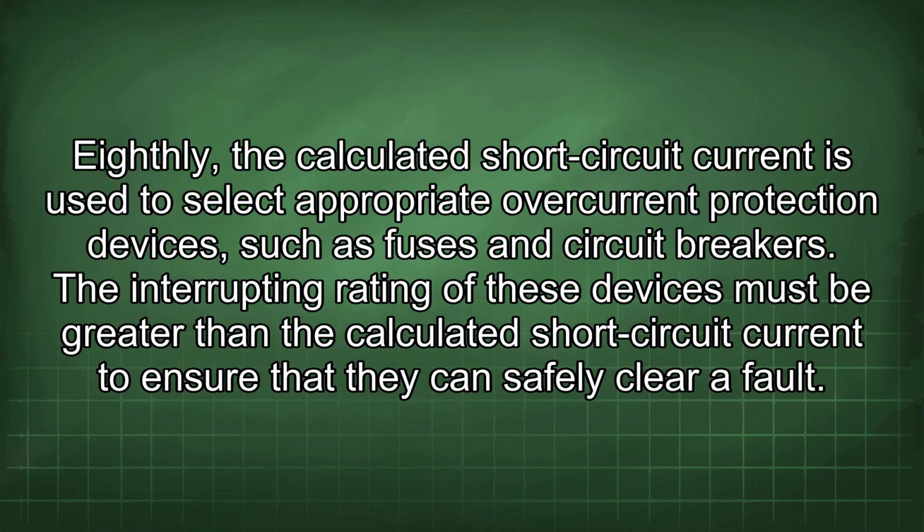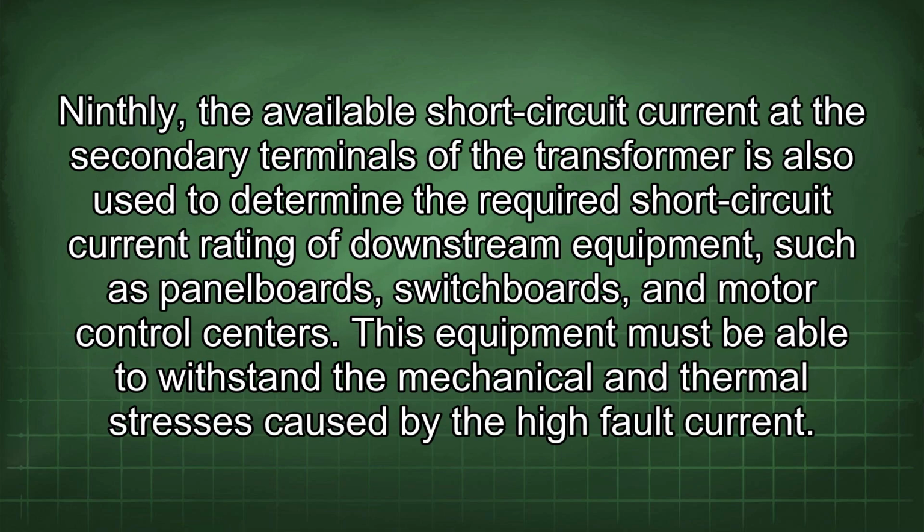Eighthly, the calculated short-circuit current is used to select appropriate overcurrent protection devices, such as fuses and circuit breakers. The interrupting rating of these devices must be greater than the calculated short-circuit current to ensure that they can safely clear the fault. Ninthly, the available short-circuit current at the secondary terminals of the transformer is also used to determine the required short-circuit current rating of downstream equipment, such as panel boards, switchboards, and motor control centers. This equipment must be able to withstand the mechanical and thermal stresses caused by the high fault current.